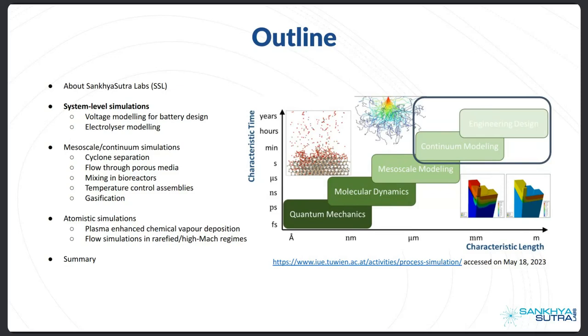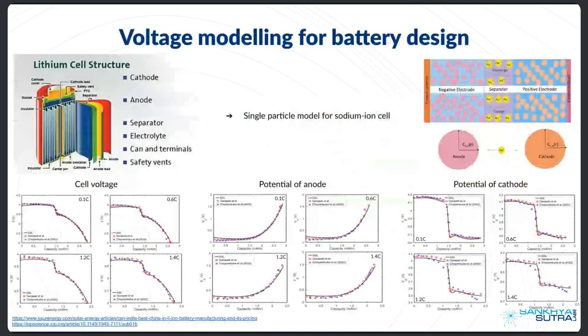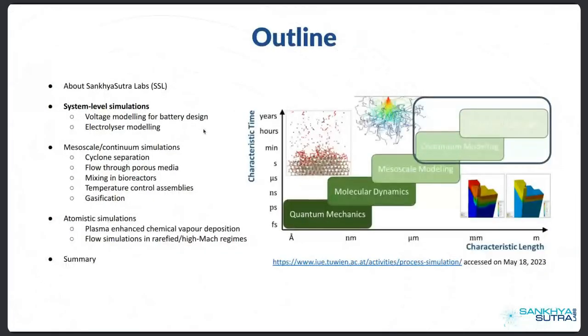So we'll first start with systems level modeling, and then we'll go to lower scales and look at the applications that are of interest at different regimes. At systems level modeling, we'll talk about how it is important for battery design as well as for electrolyzer design. In most cases, the systems level modeling would be required in the initial design phases, because while you know your macroscopic parameters, for example, you want certain performance from your battery, you do not know all the details, or you do not know how your battery should be designed.